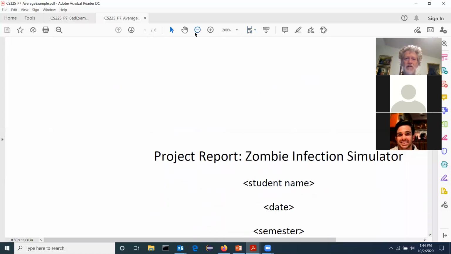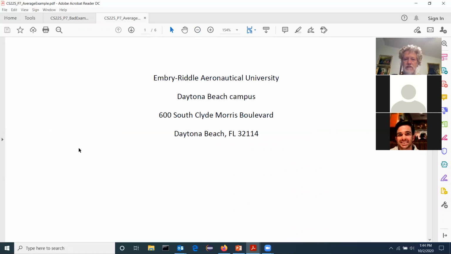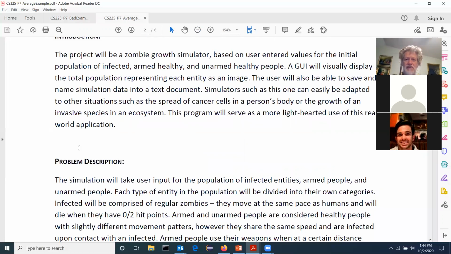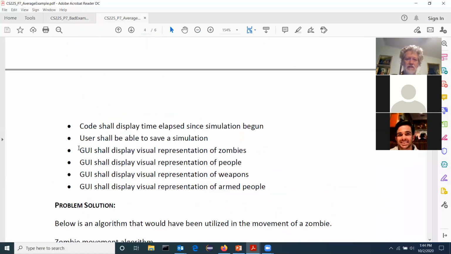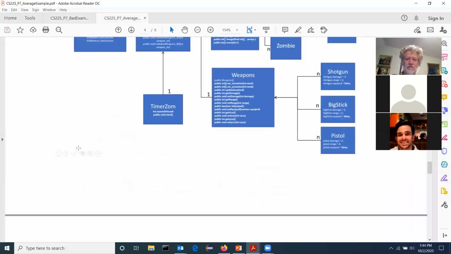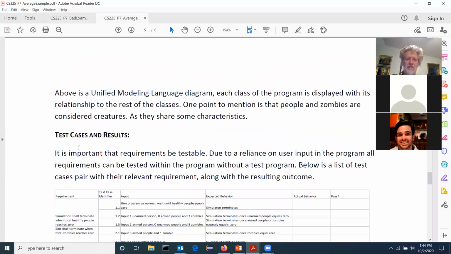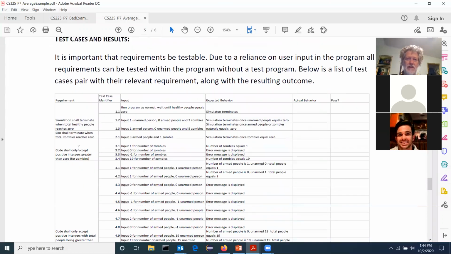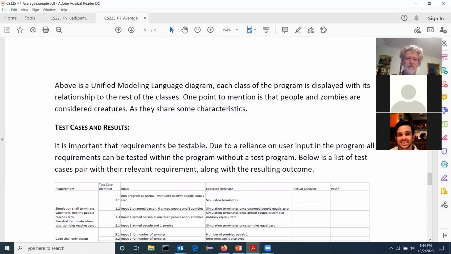Here's some that are a little different. By the way, you have these examples online. We have some movement algorithm. We've got the UML diagram, test cases and results.